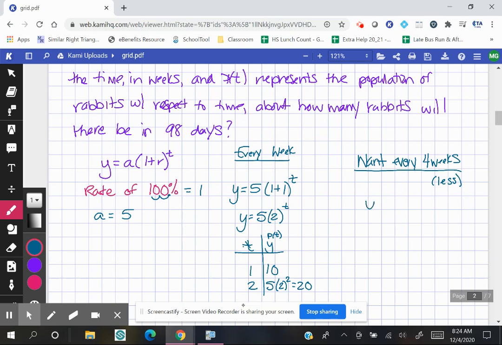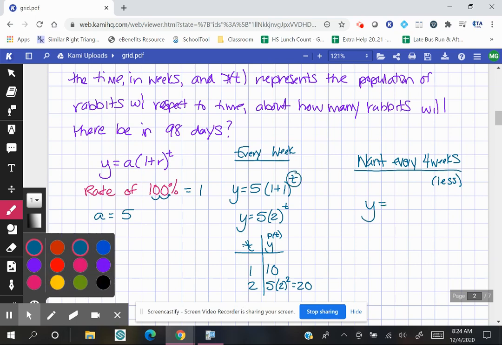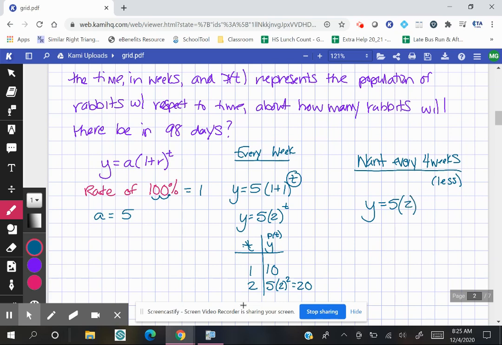So that tells us that we need to change this exponent right here. We know t represents weeks, so instead of every week, we're doing every 4 weeks. So the question is, should we do 4 times t or t divided by 4? And since it's less, you want to do t divided by 4. Now let's see if that works out.